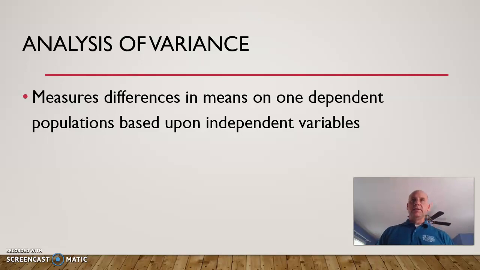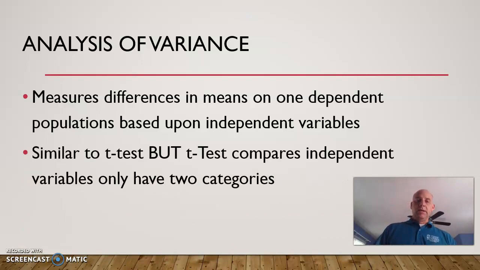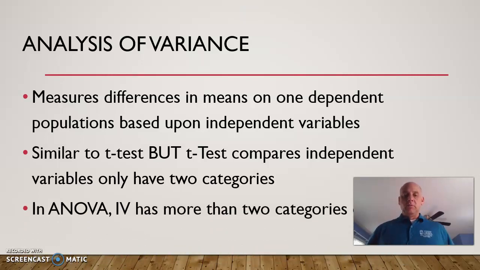So it measures the differences in means on a dependent population based upon different variables that you have. Okay. Similar to a t-test, but a t-test only does two categories within a variable. An analysis of variance gives you the opportunity to do more than two. Okay.